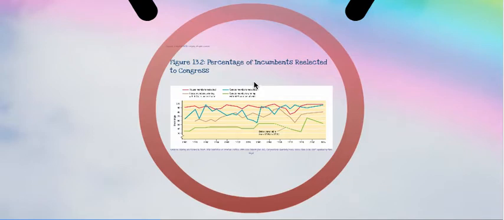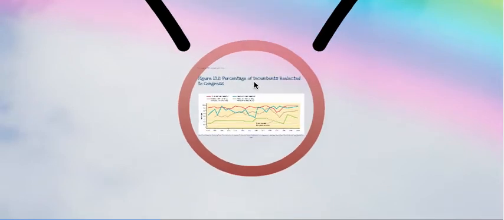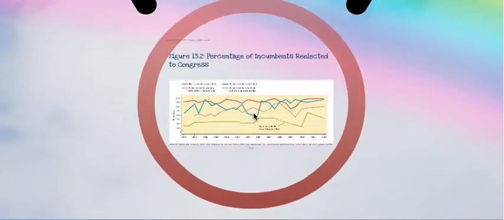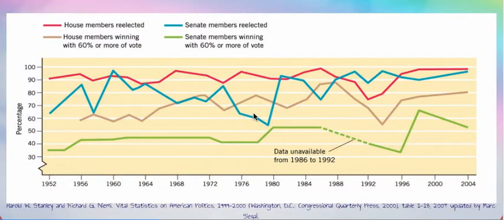All right, here's another visual. The percentage of incumbents elected, and lots of color going on this graph, but the red, House members re-elected, starts right here in '52, 90%. And it doesn't really go much below that up until, looks like 75% going on in the mid-90s.